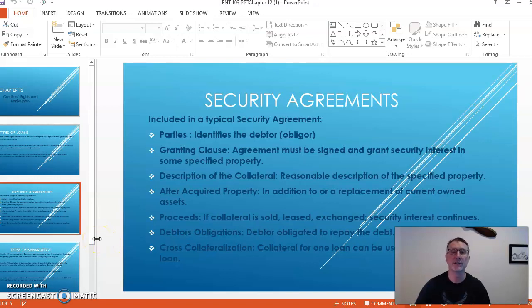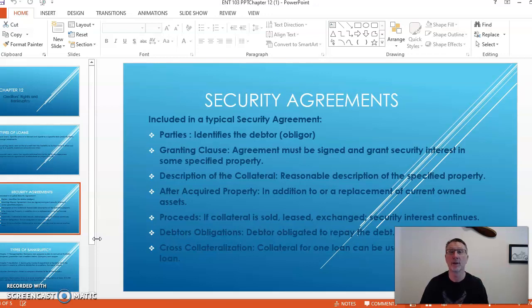In those, they do use some terms in security agreements, any kind of loan agreement. They'll use terms like the parties that are involved. That's the lender and the lendee. So it defines the debtor, or an obligor is what they call that. There's a granting clause, so it must be signed, and all of the information needs to be spelled out in the clause. A description of what the collateral is. So what is actually the collateral that you're putting up that you can lose?